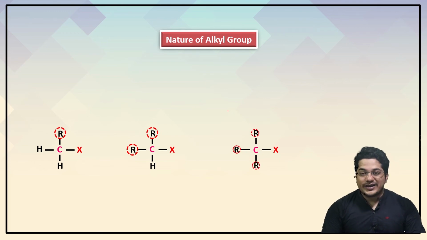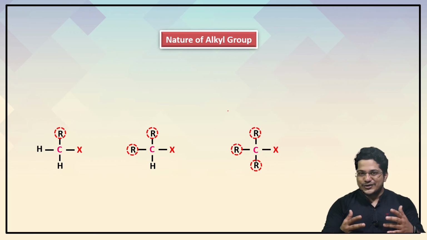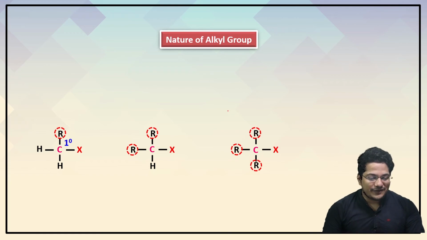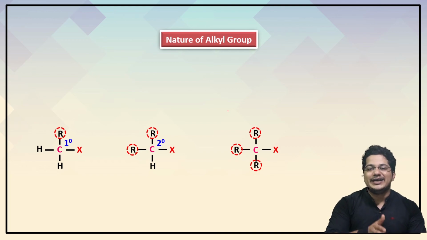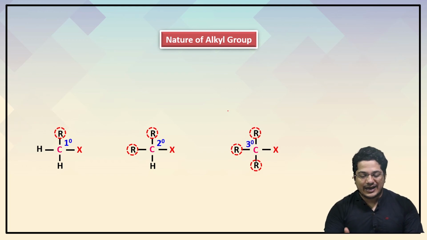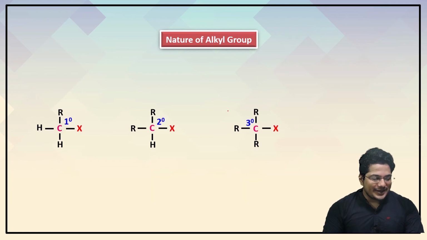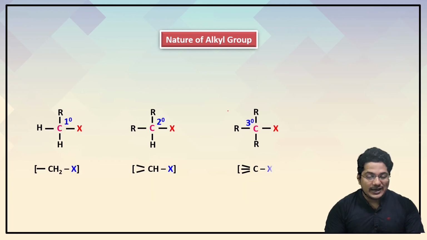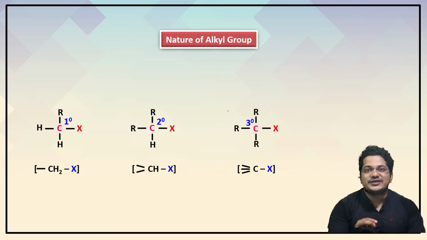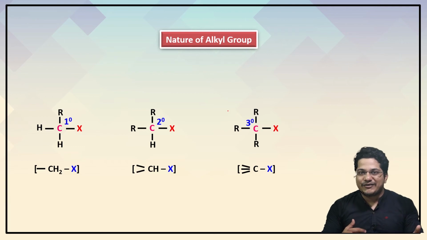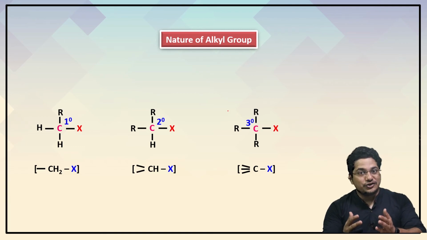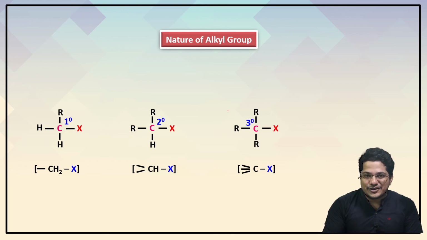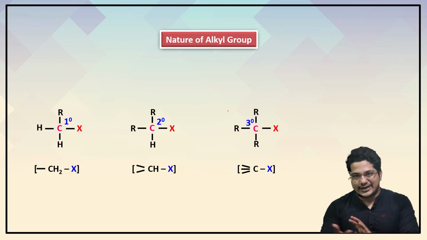And the third one over here, it's connected to 3 alkyl groups. So what we can say, on the basis of nature of alkyl groups, you can classify your haloalkanes into primary, secondary and tertiary alkyl halides. Let's see. Over here, if you notice, primary alkyl halide would always have a formula of CH2X. तो अगर identify करना है whether you have a primary alkyl halide or a secondary alkyl halide, you should have a formula of CH2X. Secondary के लिए you should have CHX, and tertiary के लिए you should have CX.